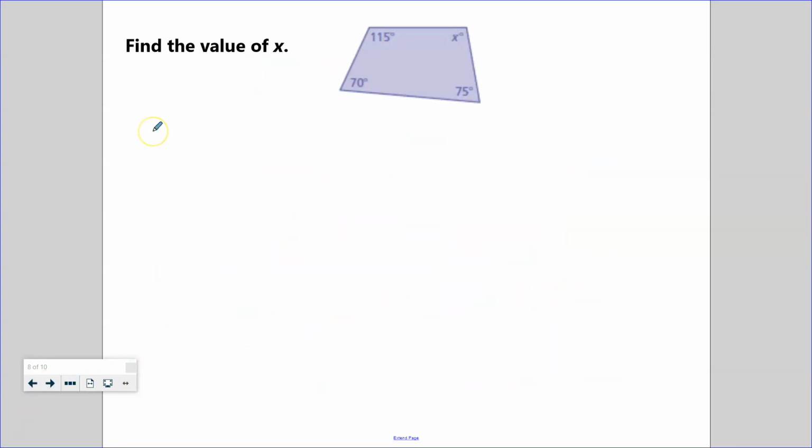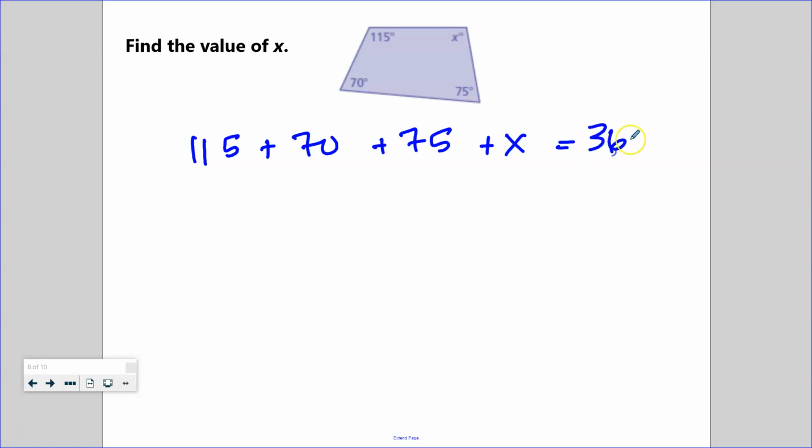All right, so we're going to find the value of x. I'm going to add up all my angles: 115 plus 70 plus 75 plus x equals 360 degrees. Again, all quadrilaterals add up to be 360 degrees.